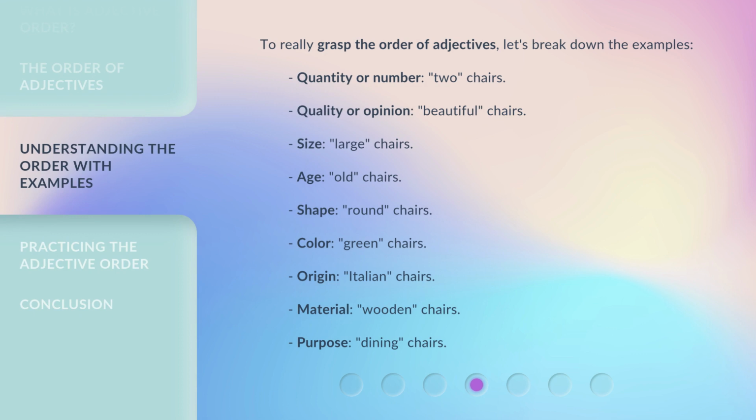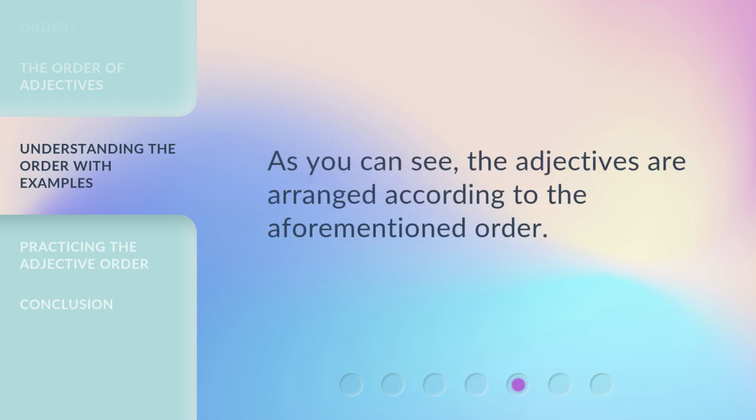To really grasp the order of adjectives, let's break down the examples. Quantity or number. 2 chairs. Quality or opinion. Beautiful chairs. Size. Large chairs. Age. Old chairs. Shape. Round chairs. Color. Green chairs. Origin. Italian chairs. Material. Wooden chairs. Purpose. Dining chairs. As you can see, the adjectives are arranged according to the aforementioned order.